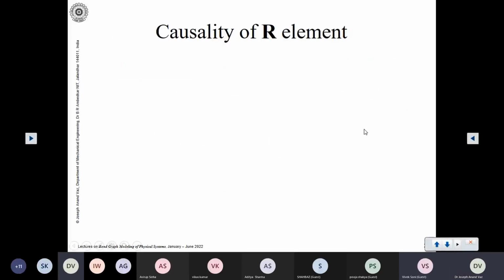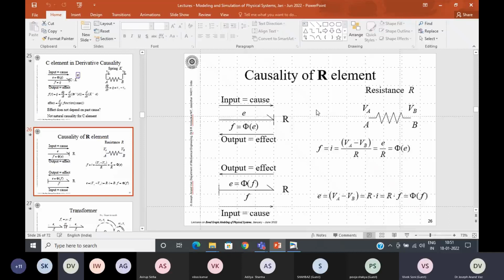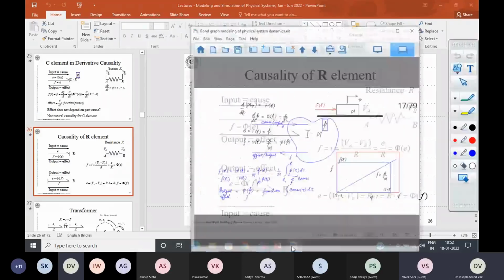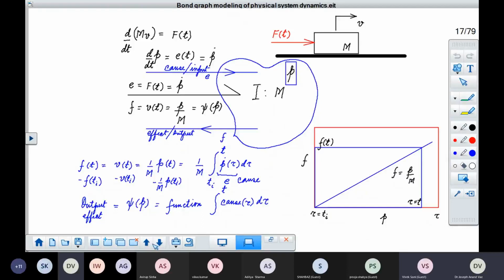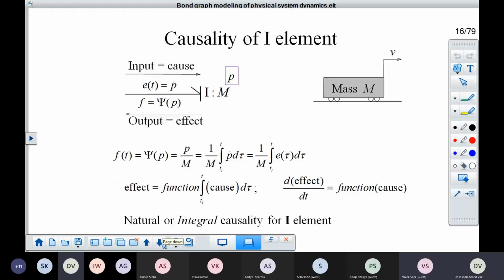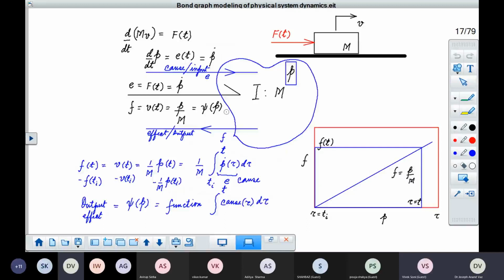Now that we have discussed the C element, the cause and effect, let's take some more examples before we proceed to the R element. I have some examples here. So this is what we have already discussed. You see, in this, the nature of the I element.